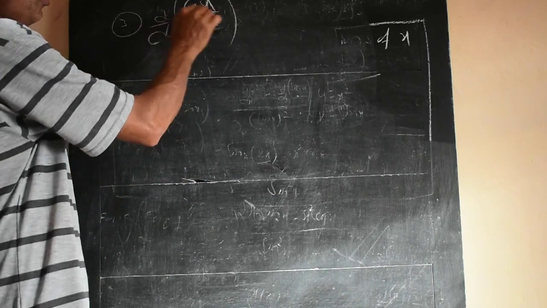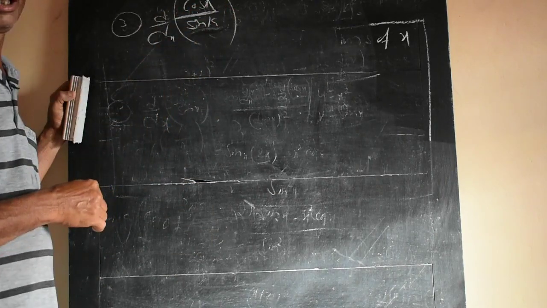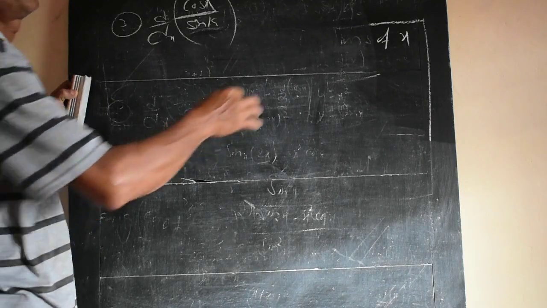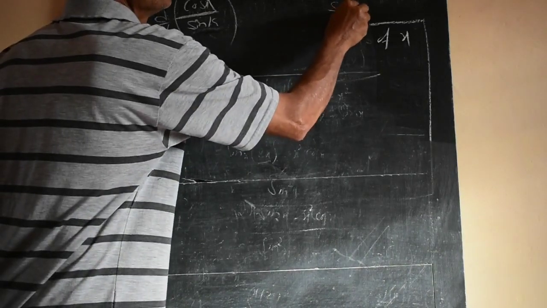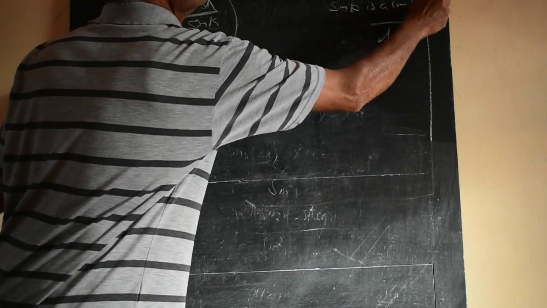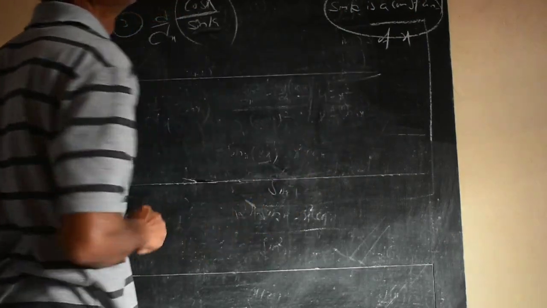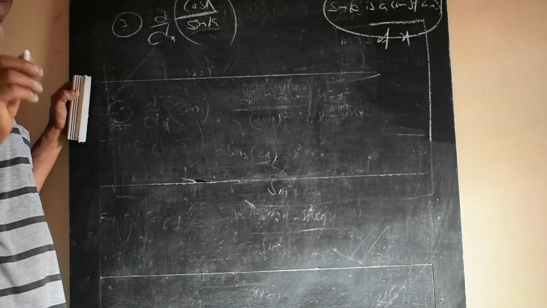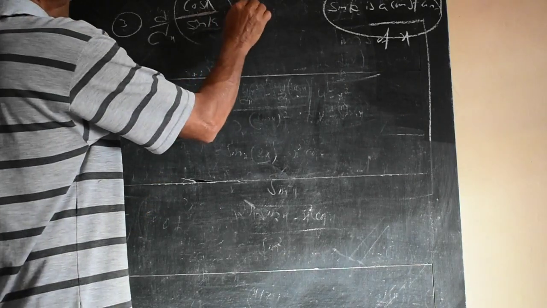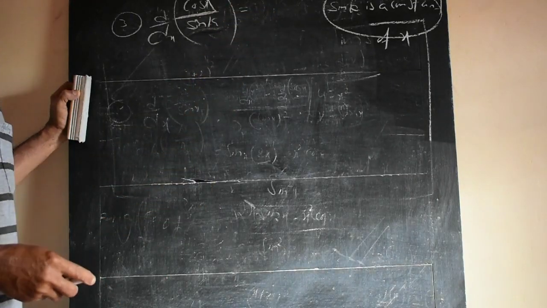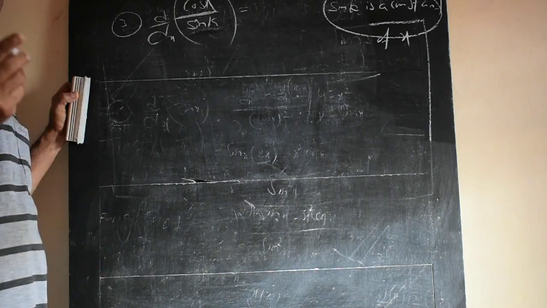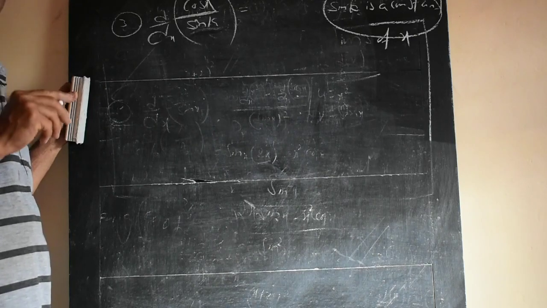Even though the given function is in ratio or division form, the quotient formula is not necessary. Sin k is a constant. Because k is constant, sin k is also constant, and that is called a constant function. Therefore, here we have to apply the rule of differentiation of constant into function, which is equal to the constant outside, differentiation of the function.